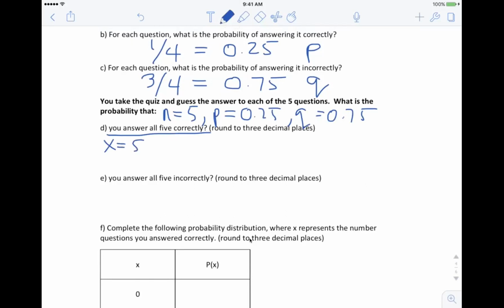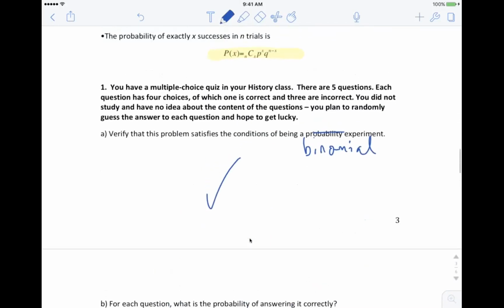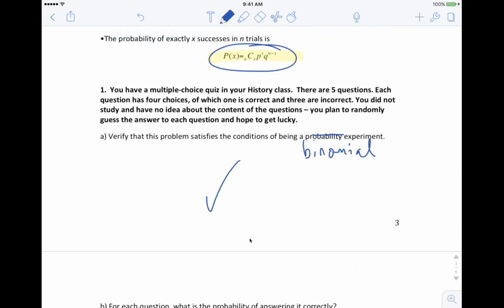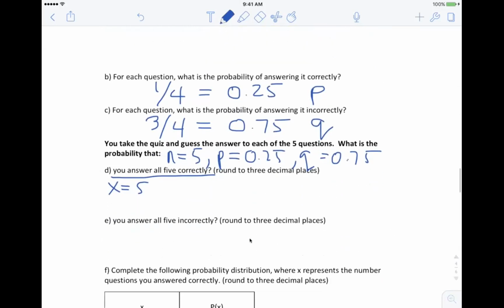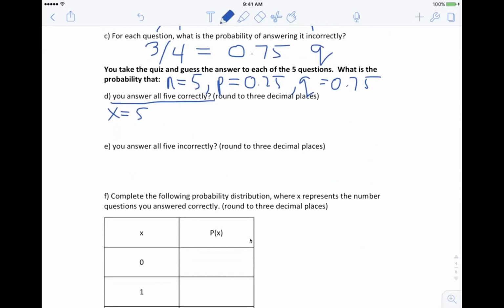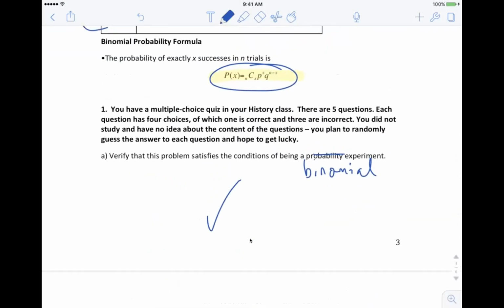Okay, so now I have all of the variables that are in the formula and I can calculate that, right? So I'm using this now. nCx is 5 choose 5. Then it's p, 0.25, to the power of x, which is 5, times q to the power of n minus x, 5 minus 5. I just followed along precisely with that formula, plugging in the values of the variables.